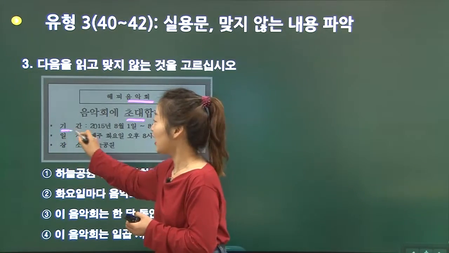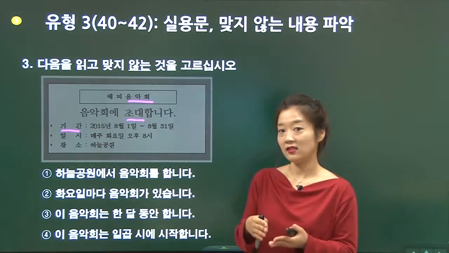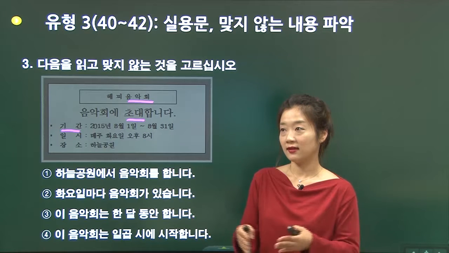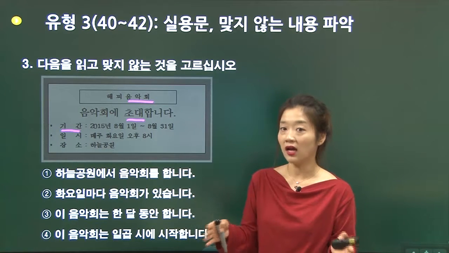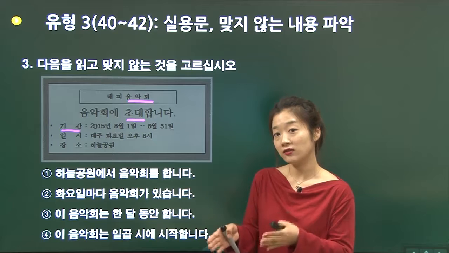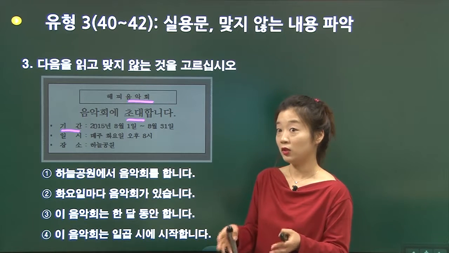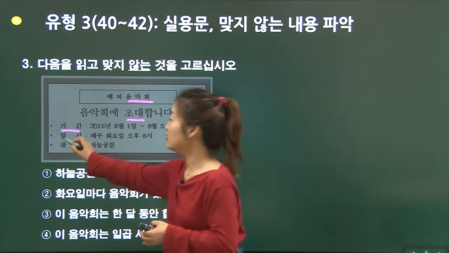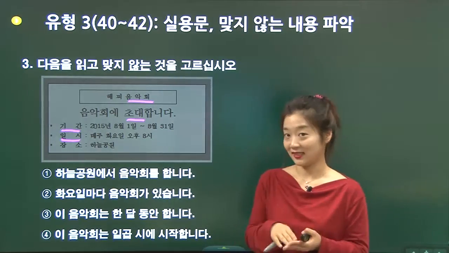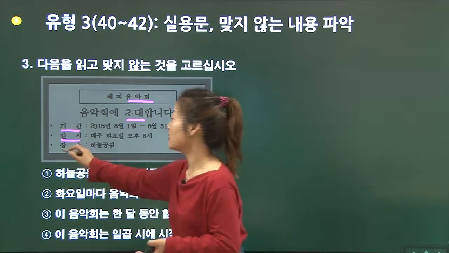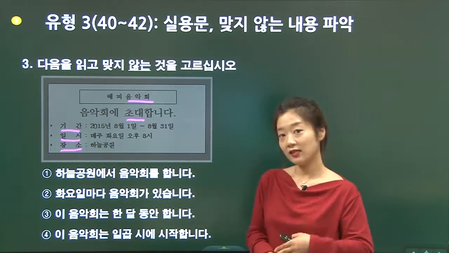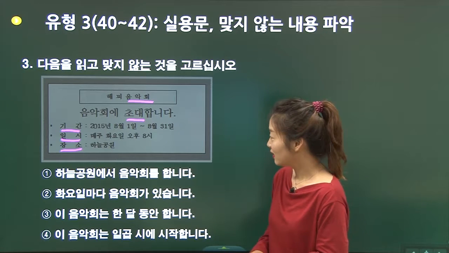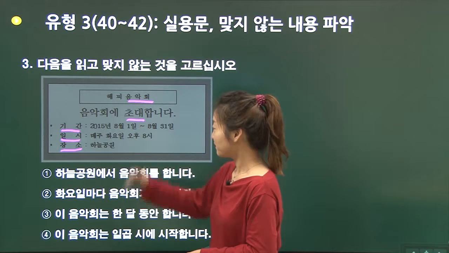But look at here. First, 기간 means the period. It's like how long does this concert show on, right? And then 일시 means the date, right? And then 장소 means the location, place, right? Good, so look at here.